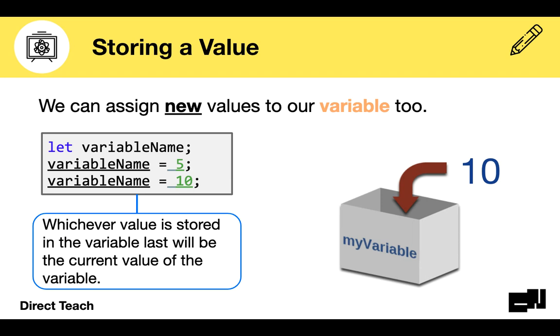So if we have the variable equal to 5 and then we change it to 10, now it's like we're taking 5 out of the box and putting 10 into the box. So whatever value is stored last is going to be the value of the variable. If you put your name in at the top, like in line 1 of JavaScript, and then in line 10 you put in a different name, the value is going to change.